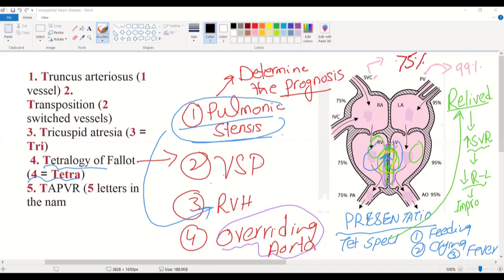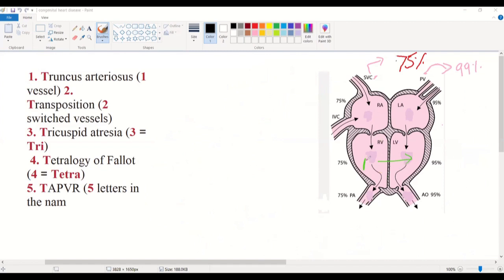Can anybody tell me what oxygen saturation changes you will expect in tetralogy of Fallot? Oxygen saturation will decrease in the left ventricle. Yes, it will decrease in the left ventricle because it is a right to left shunt, so it will decrease oxygen saturation in the left ventricle.